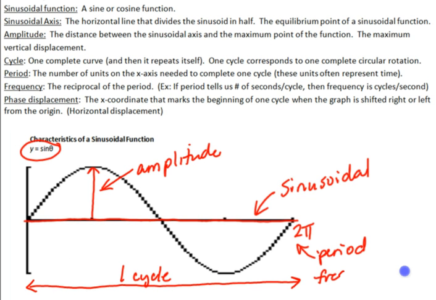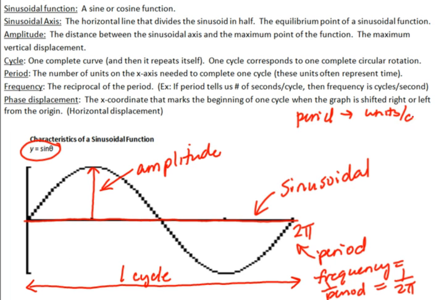The frequency equals 1 divided by the period, or 1 over 2 pi. So the period tells us how many units per cycle. So I think we'll just write that up here. The period is units per cycle. The frequency is cycles per unit. And we'll talk more about that when we get into application problems. Frequency and period will make a little more sense when we put a context to it.